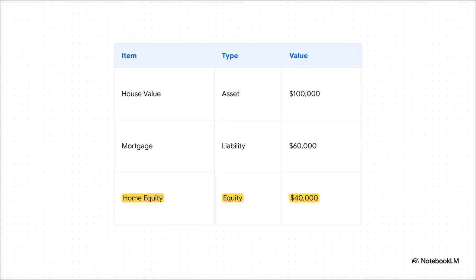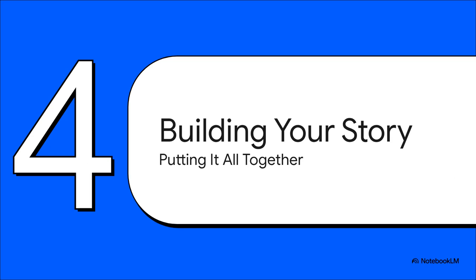Let's use a quick example to hammer this home. Imagine you've got a house that's worth $100,000. That's your asset. You still owe $60,000 on the mortgage. That's your liability. So your equity, the part you actually own, is $40,000. See? Simple. Okay, so now we have the whole alphabet: assets, liabilities, income, expenses, and equity.